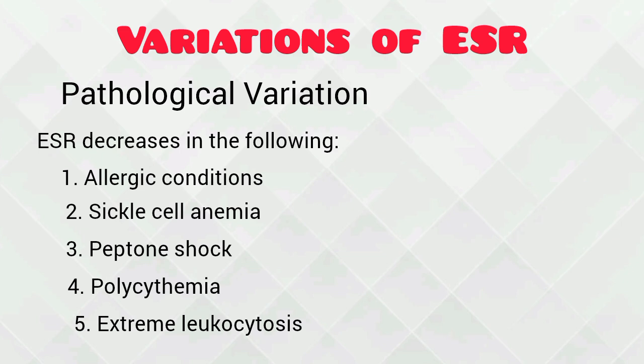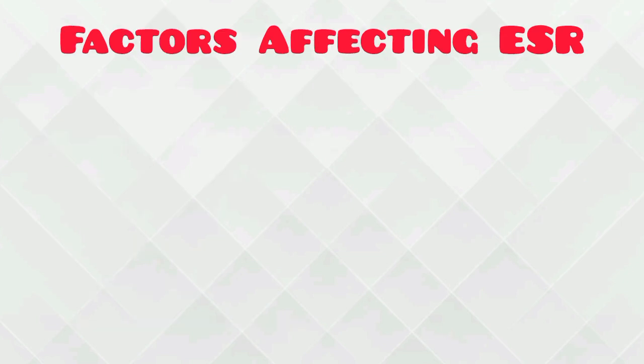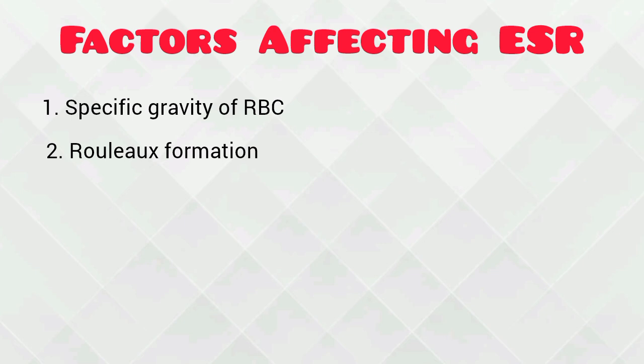Now let's look at the factors affecting ESR. The first one is specific gravity of red blood cell. When the specific gravity of the red blood cell increases, the cells become heavier and ESR increases. The second one is rouleaux formation. It increases the ESR. Albumin and globulin accelerate rouleaux formation. Number 3 is increase in size of red blood cell. When the size of red blood cell increases, ESR also increases.